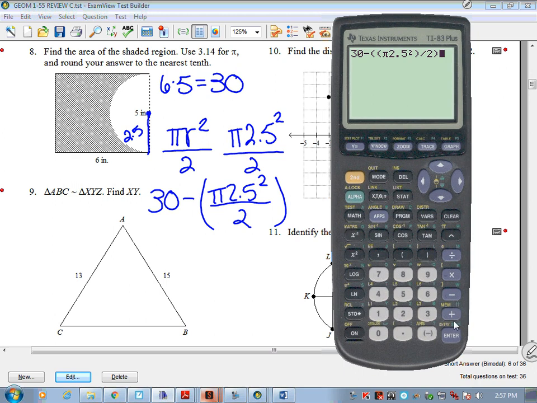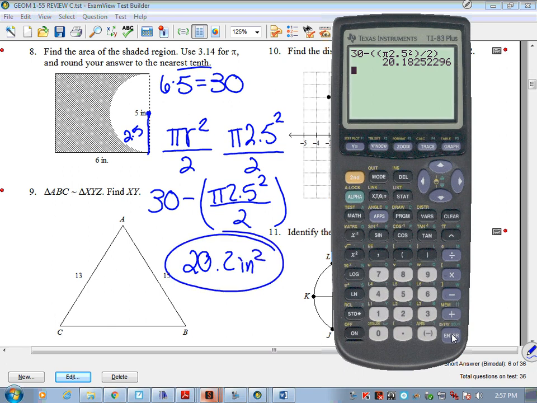And I am subtracting that whole thing, and I'm going to get 20.18, but it says round it to the nearest tenth, so that's why I'm going to make this 20.2, because it's an area of the shaded region. This is in inches squared. Okay, so that's the work I need to show.